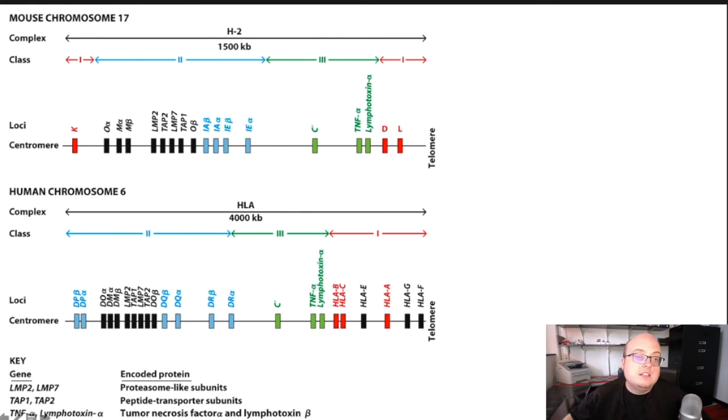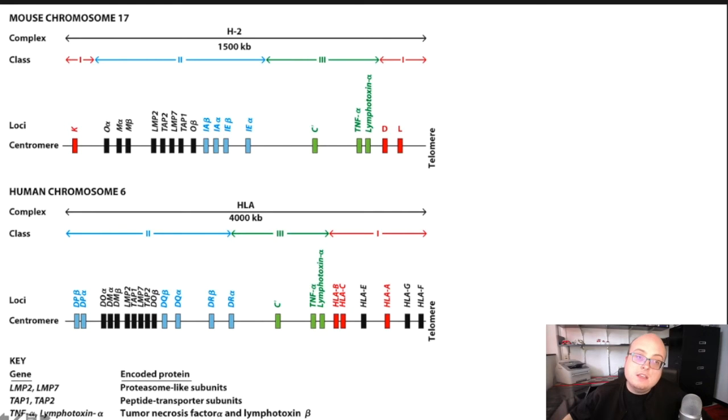Remember that the class 1 genes are separated on the chromosome, and the class 2 genes and the class 3 genes come in between. But if we look at all of the genes on the chromosome, we see our three class 1 isoforms, K, D, and L, where we would expect them to be. And we see the MHC class 2 genes that we expect. So we see the IA beta chain, the IA alpha chain, the IE beta chain, and the IE alpha chain. So these are the antigen-presenting MHC class 2 molecules.